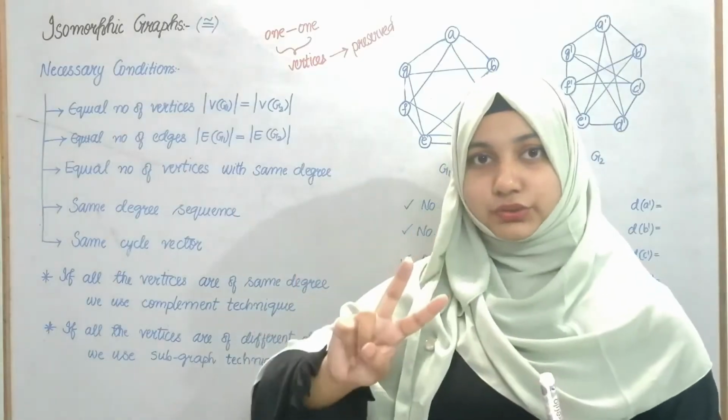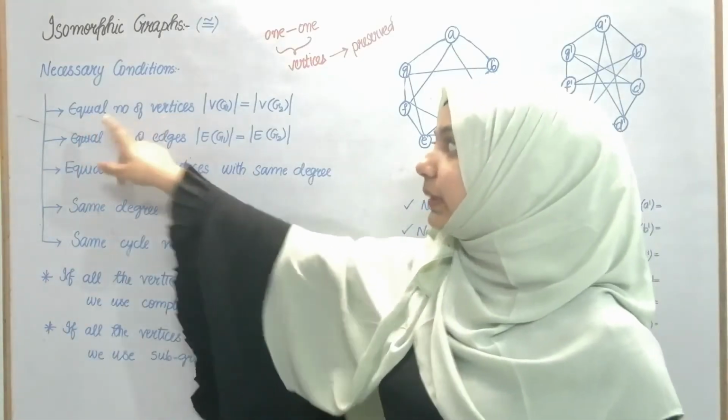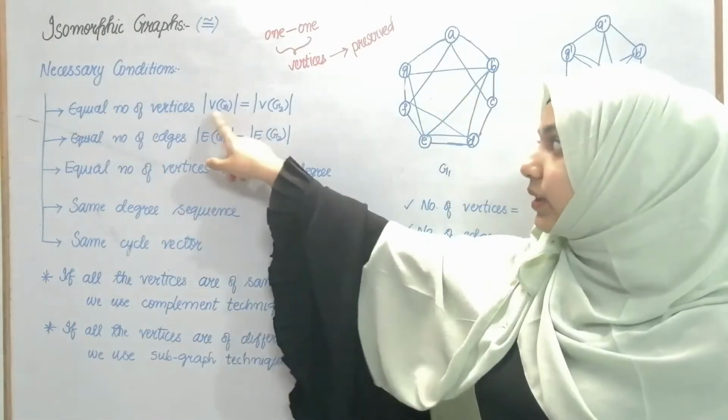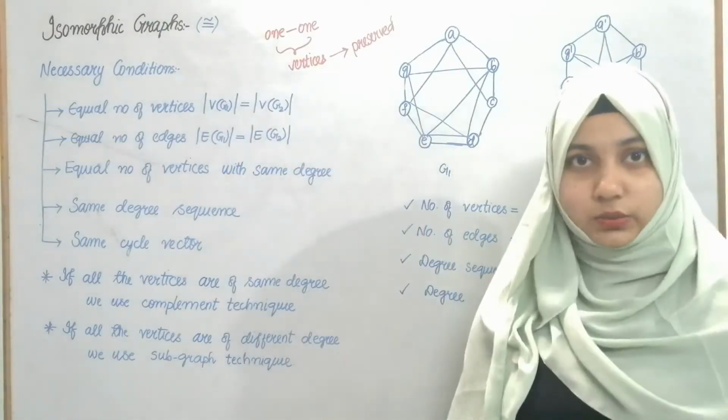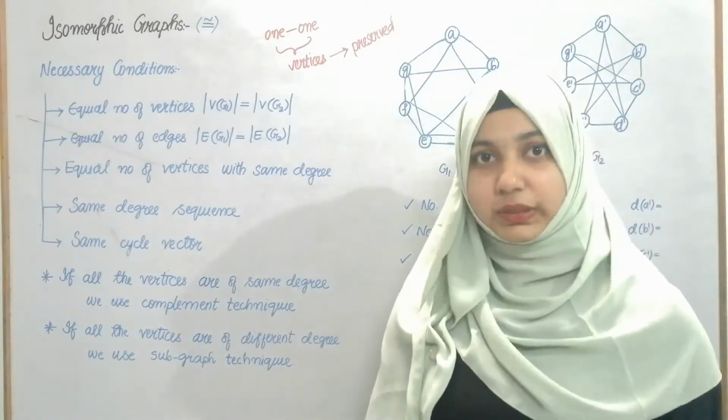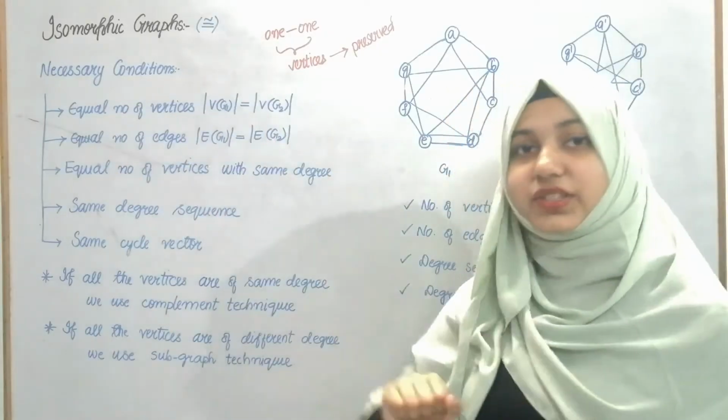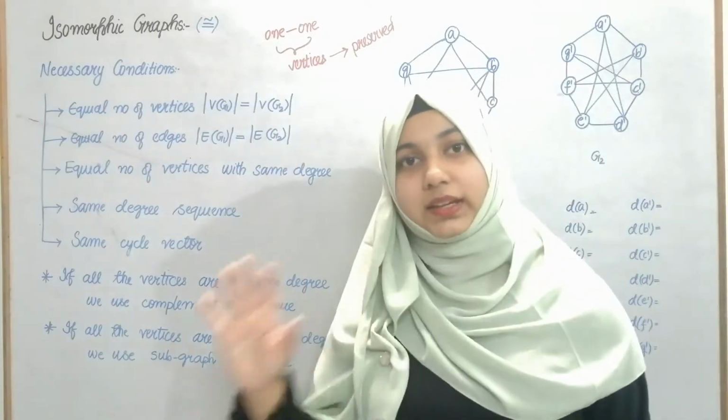See, we have got two different graphs, right? The number of vertices should be equal in both the graphs. G1's vertices and G2's vertices should be equal. Number of vertices should be equal. The next is the number of edges should be equal. Vertices are equal, edges are equal.